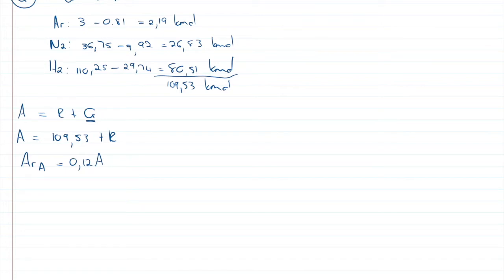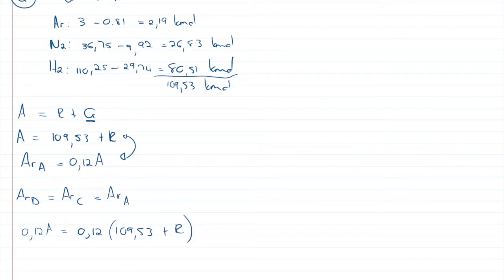And as we discussed, the argon in D is equal to the argon in C, which is equal to the argon in A, which is still that 0.12 times A. So if we now put these two together, 12% of A is then 0.12 times this 109.53 plus R. Now we're still stuck with two unknowns, A and R. So we are going to do an overall argon balance next.